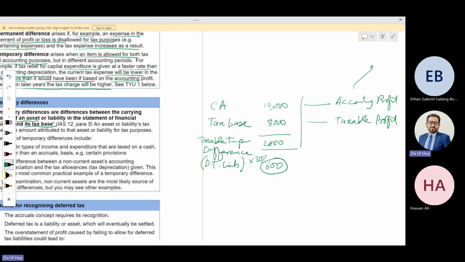And if suppose this figure is negative, like the carrying amount is 10,000, they say no, tax base is 11,000. There will be a 1,000 negative figure. We will call it deductible temporary difference. And if suppose the tax rate is 30%, we charge on the negative figure we have calculated, 300. So that will be called deferred tax asset.